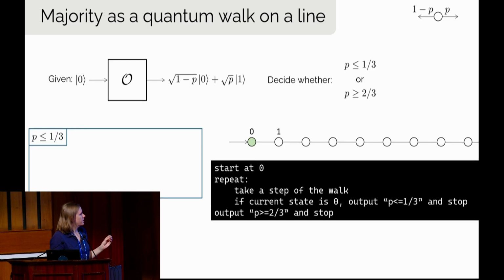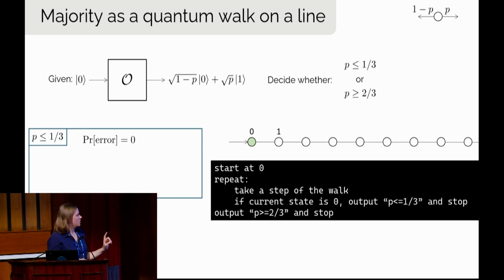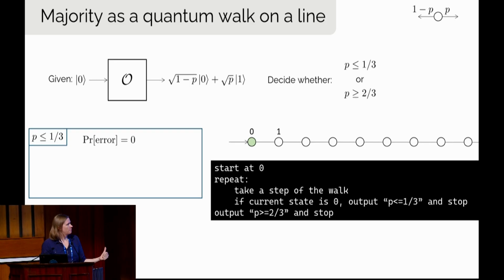When p is at most 1/3, we can show that, because you're biased to the left, you're at least twice as likely to move left as right. We can show that with certainty, you will eventually hit 0. And the expected number of steps before this happens is just constant, because you're moving to the left twice as often as you're moving to the right.